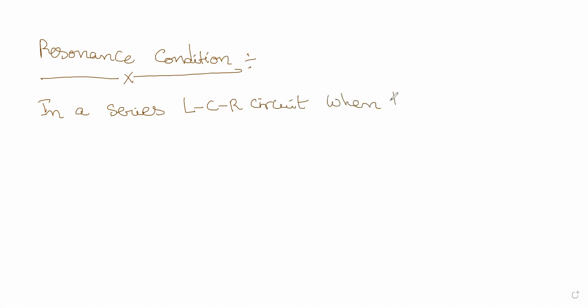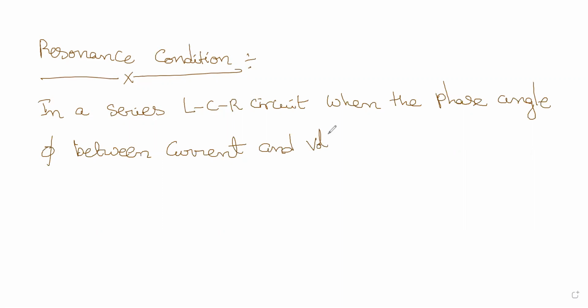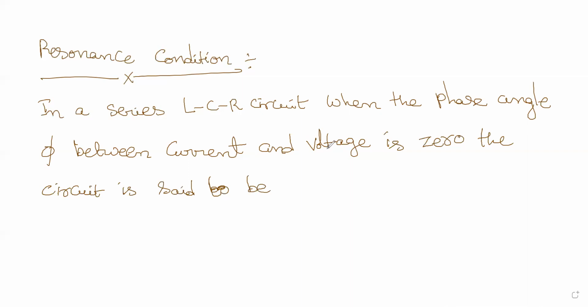when the phase angle phi between current and voltage is zero, the circuit is said to be a resonant circuit.